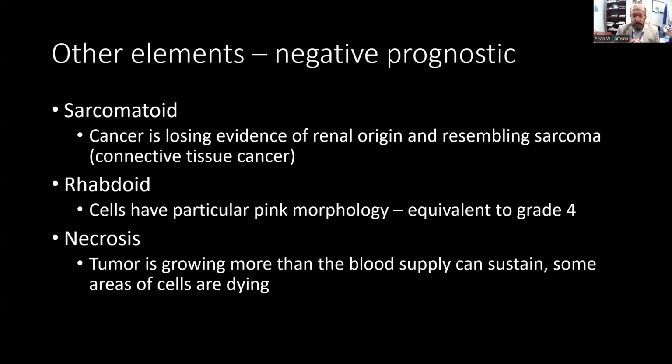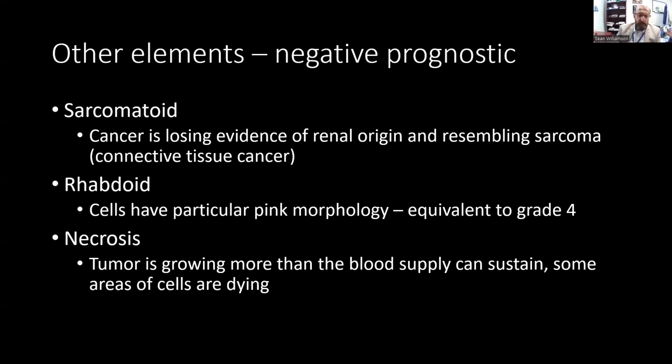A sarcoma is a cancer of connective tissue, so sort of a cancer of the bones or the muscle or the fat, rather than an organ like the colon or the kidney or the lung. And so when a cancer progresses from being that of an organ, like say the kidney, to resembling a connective tissue cancer, we call that sarcomatoid. And we consider that sort of evidence that the cancer has lost track of what it's trying to do. It's gotten so far away from being normal kidney that it doesn't even really look like it's arising from the kidney anymore.